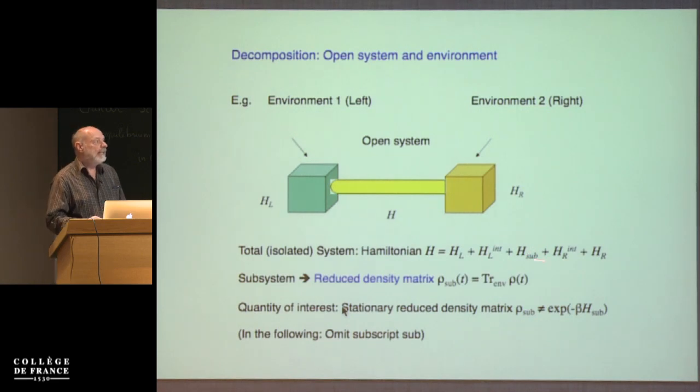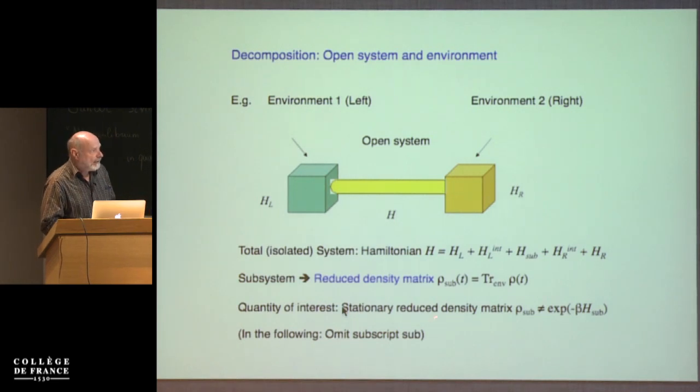So the way you do it is, well, you look at the reduced density matrix, where you just trace out all the degrees of freedom of your environment. So this rho sub, the density matrix of the subsystem, is the trace over the environment of the whole density matrix. Okay. And then the question of interest would be the stationary reduced density matrix of the subsystem, which, however, will not be the exponential of this H sub because of all the interaction and because of the tracing out. So the tracing out can leave a trace of entanglement and other phenomena. Okay, so as I say, in the following I will omit this sub.